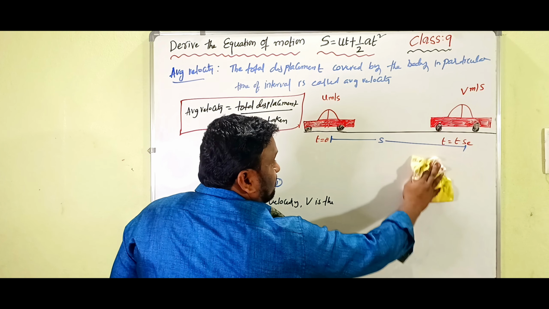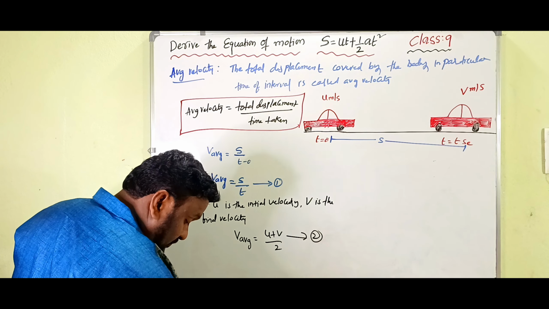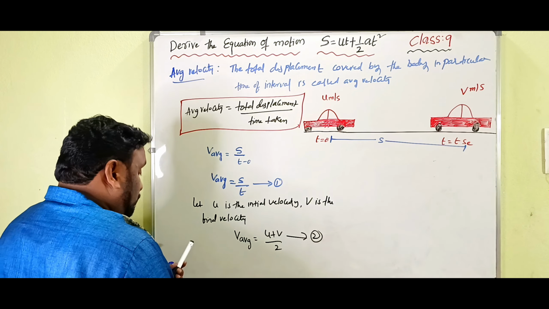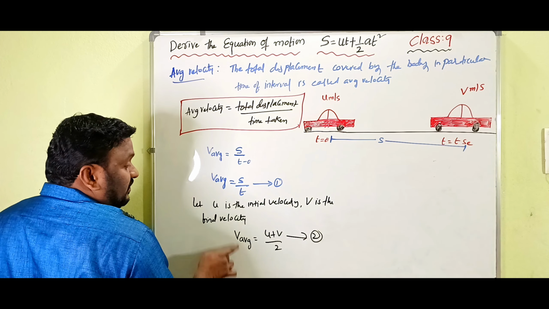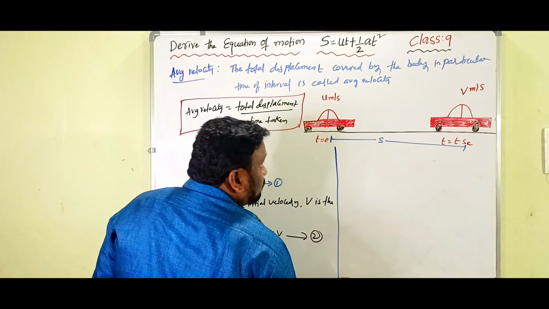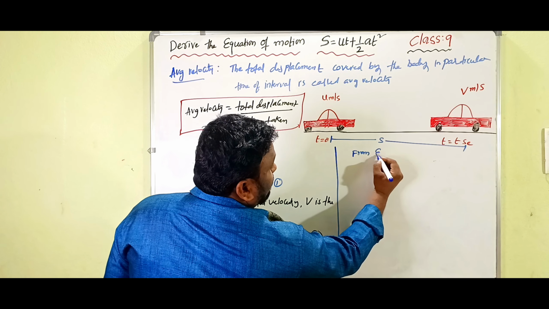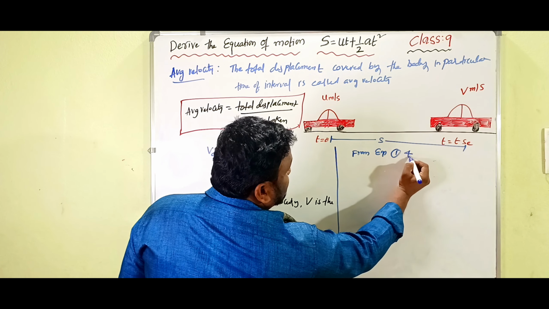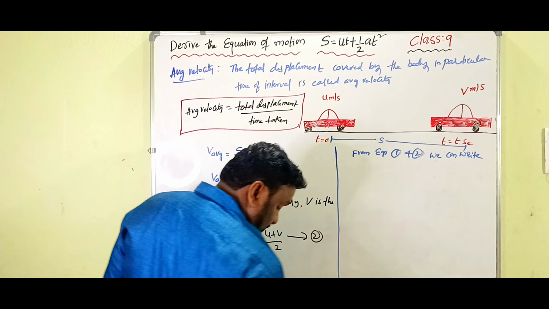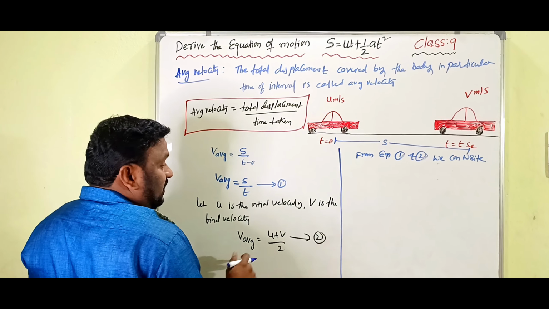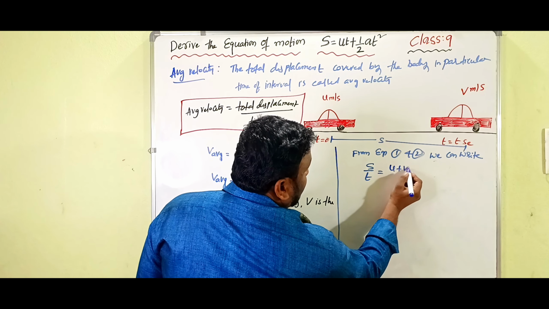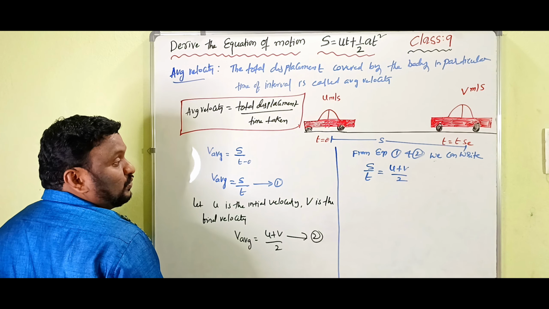Now observe equations 1 and 2. Equation number 1: v average is s by t. Equation number 2: v average is equal to u plus v by 2. In those two equations you can observe that the LHS are equal. That's why, from equations 1 and 2, these two are equal. So s by t is equal to u plus v by 2.